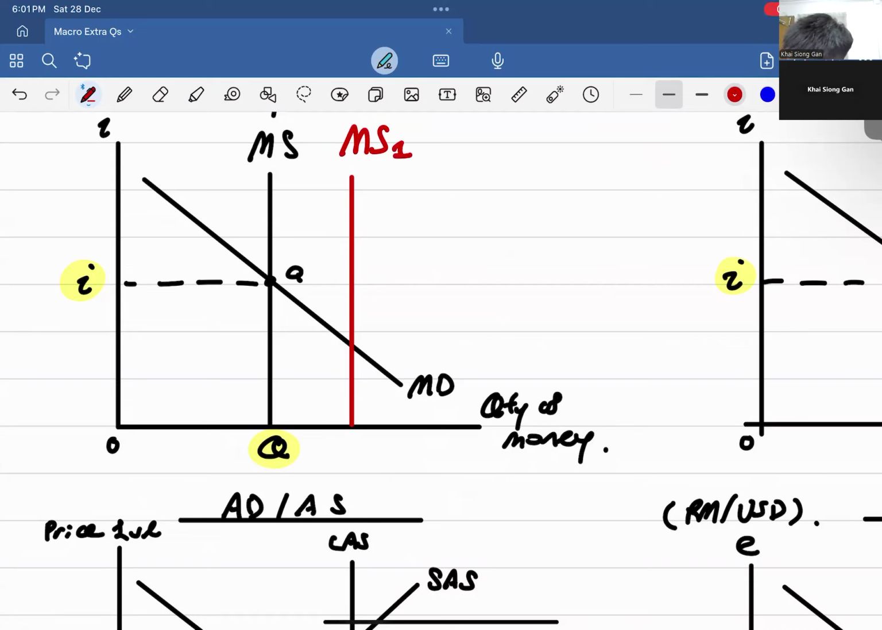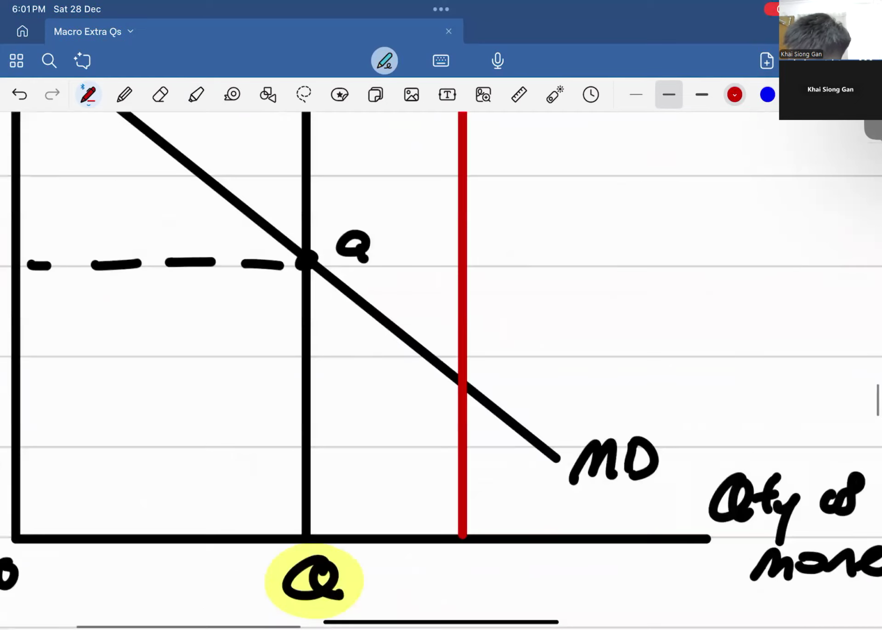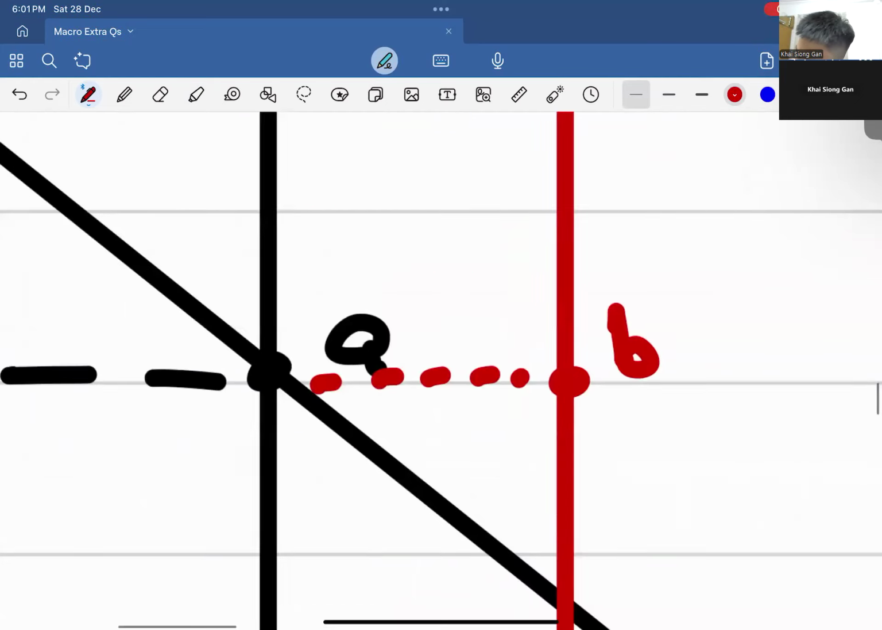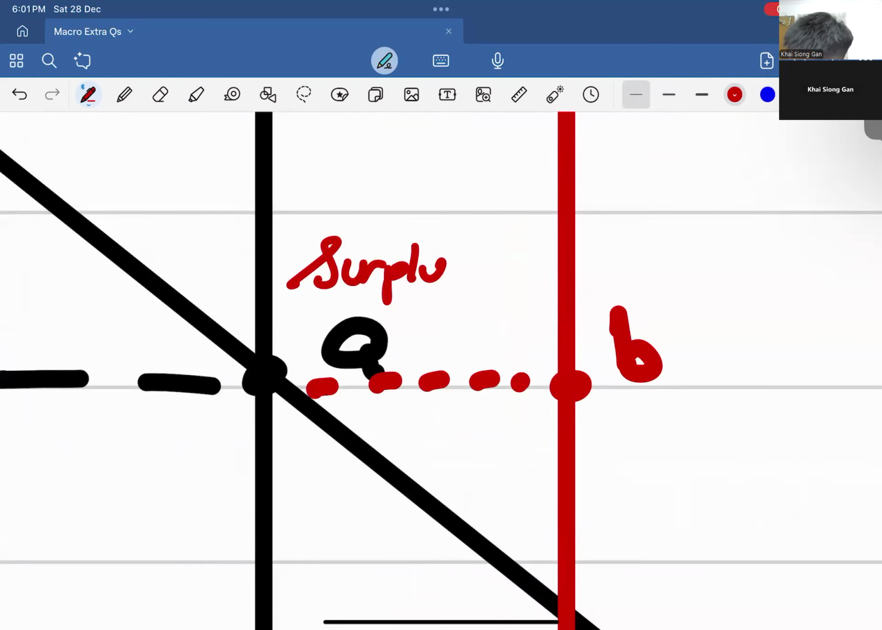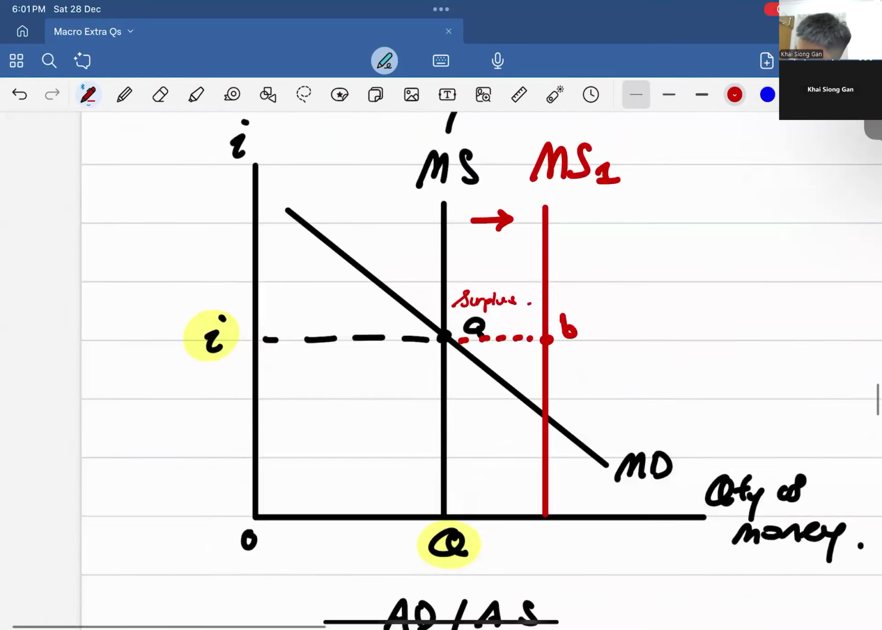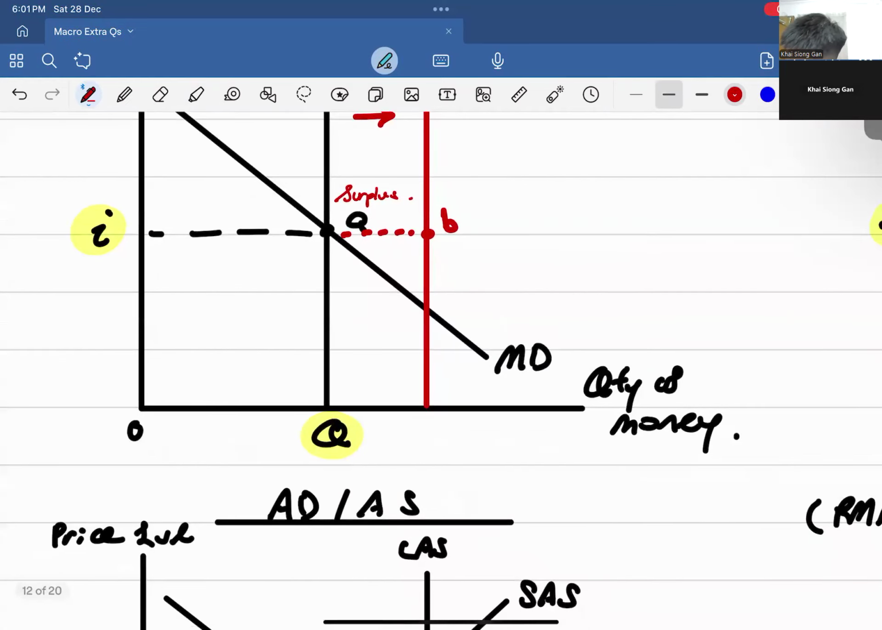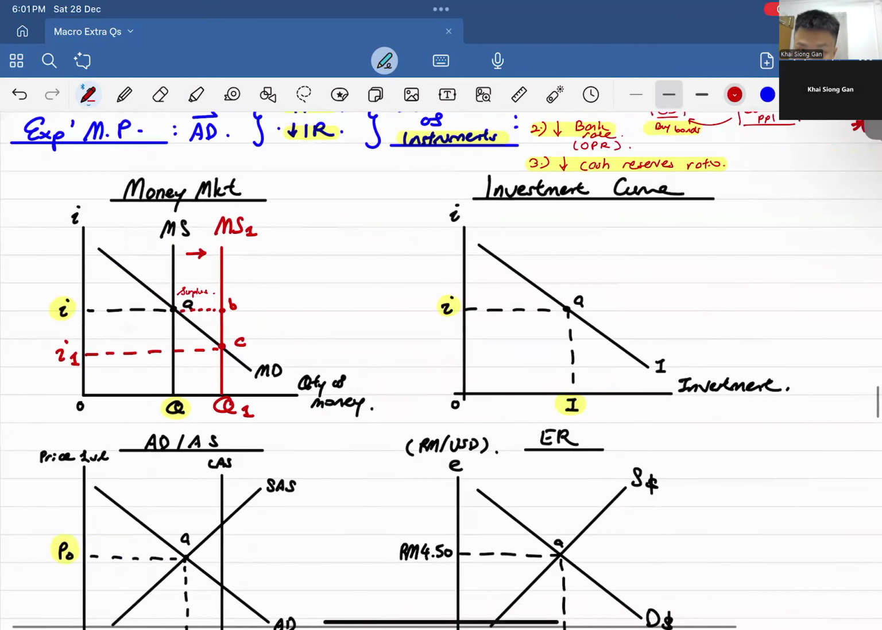The MS curve shifts to the right from point A to point B over here. So money supply is more than money demand, so there is a surplus of money, which will drag down the interest rate to point C over here. Lower interest rate. I want you to comment about the asset demand for money. So in this scenario, let me draw it better.